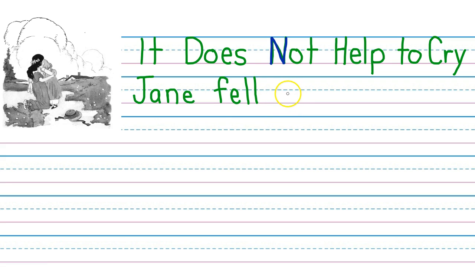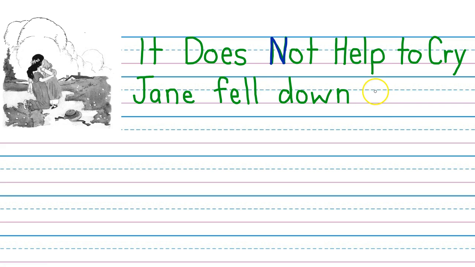Fell. Down. This is a word that ends with the N sound. D. Begins with the D that says D. In the middle, we've got the O, W phonogram that says ow. And it ends with the N. The letter of the day. N that says N.